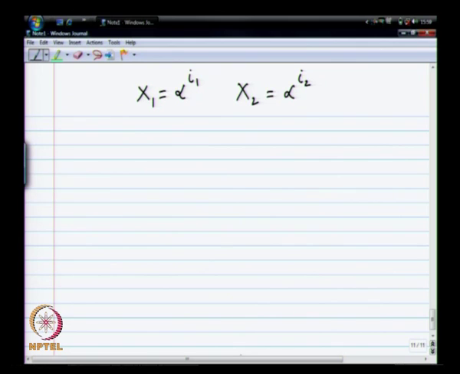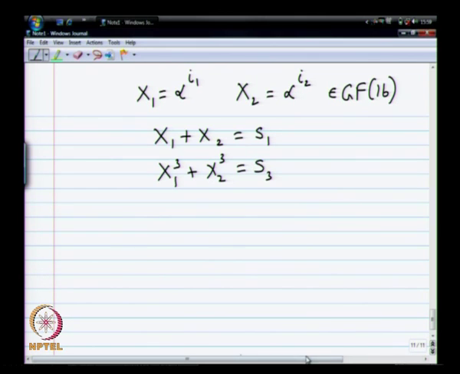So now I think it is okay. These two guys are in GF16, okay. So this is not bad. Now I can write equations where everything is from the same field, okay, without any problem. So basically I have two equations, x1 plus x2 equals s1, and then x1 power 3 plus x2 power 3 equals s3, and these two guys once again are from GF16, and I have to solve for these two things, okay. So you have two variables, two equations.